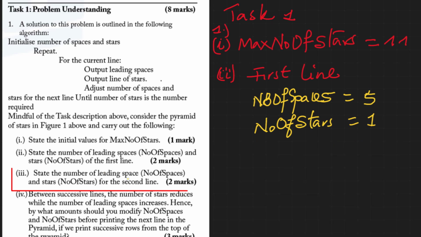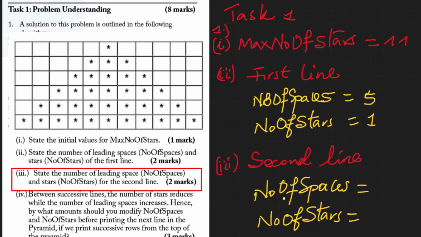Roman 3. State the number of leading spaces and stars for the second line. For the second line, number of leading spaces, let's count: 1, 2, 3, 4. Number of stars: 1, 2, 3.